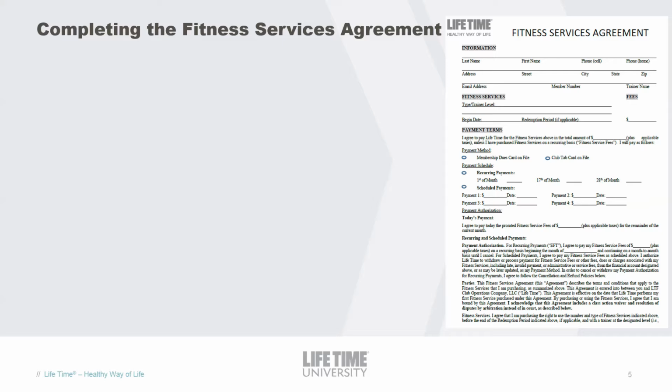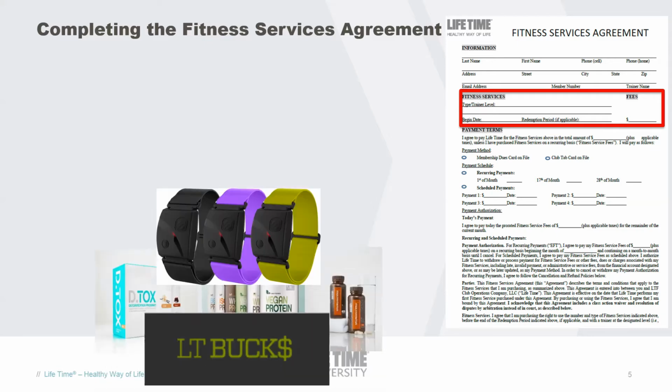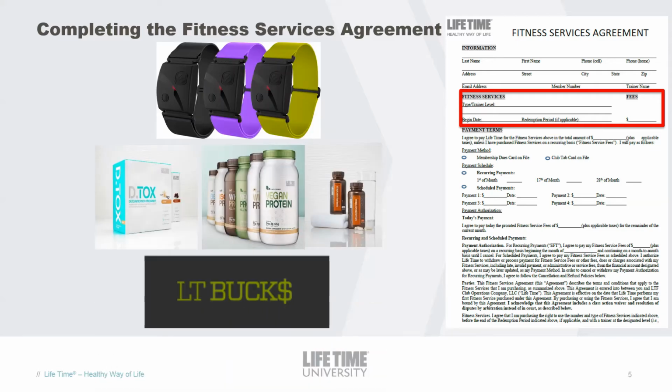The next section of the agreement form will be fitness services. Here is where you will identify the purchased programs or services in detail. Other products or services, such as devices, supplements, and LT Bucks, are not listed on the agreement as they are typically purchased in the Life Cafe or online. It is, however, worth noting and acknowledging them to ensure a member is fully connected to Lifetime.